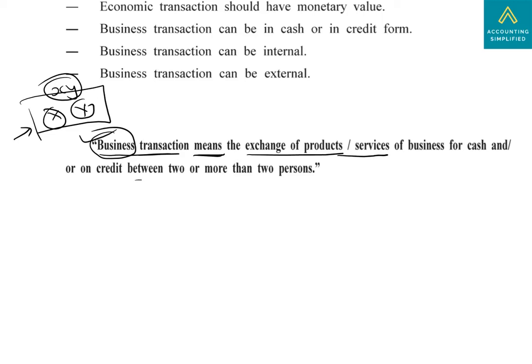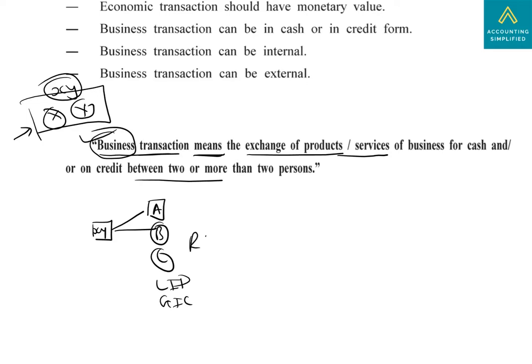Between two or more persons means, for example, XY is our company or partnership firm. We may sell to Mr. A, Mr. B, Mr. C, right? Or LIC, we can sell anything to the Life Insurance Corporation, General Insurance Corporation, or Reliance Industries Limited, right? We can deal with anybody. So between two or more persons, what type of exchange? Exchange of products and services.